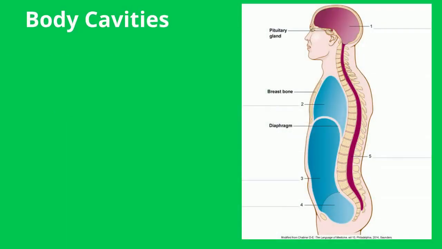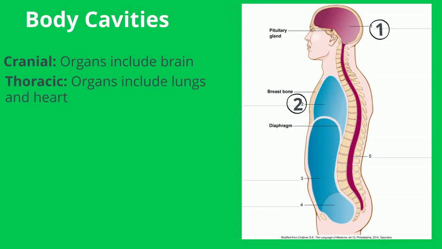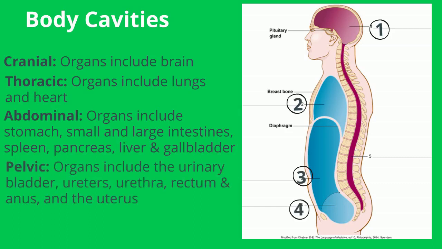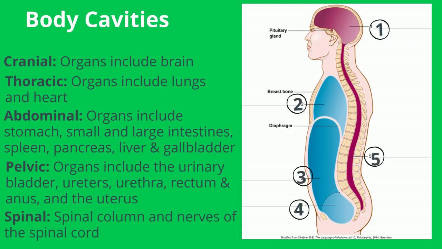Let's look at the body cavities and the organs they include. The cranial cavity, created by the skull, contains the brain. The thoracic cavity, created by the ribs, contains the heart and the lungs. The abdominal cavity contains the stomach, small and large intestines, spleen, pancreas, liver, and gallbladder. The pelvic cavity includes the urinary bladder, ureters, urethra, the rectum and anus, and the uterus in females. The spinal cavity contains the spinal column and the nerves of the spinal cord.